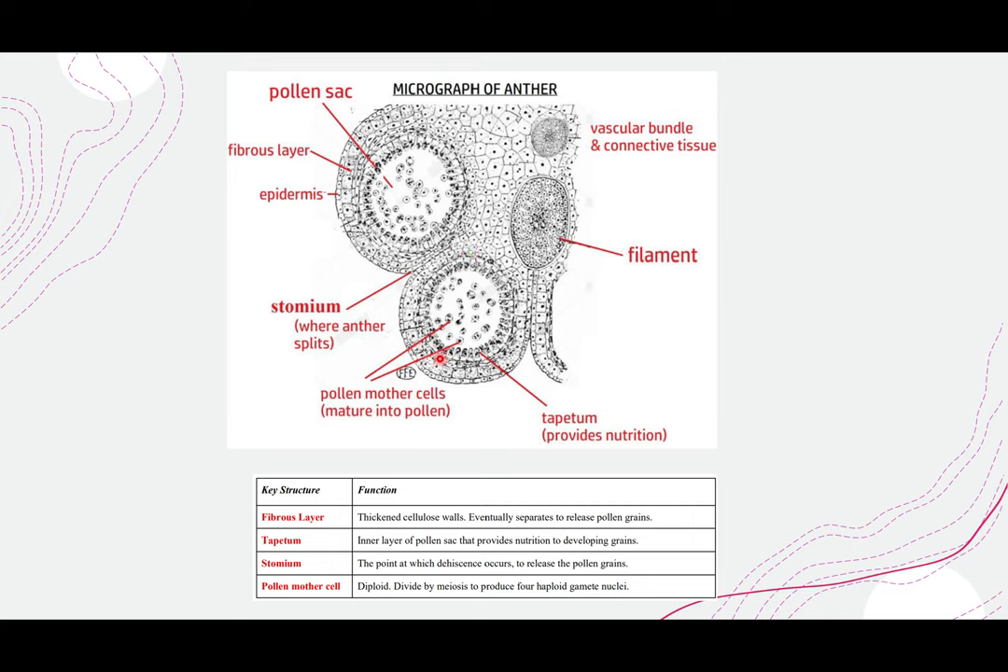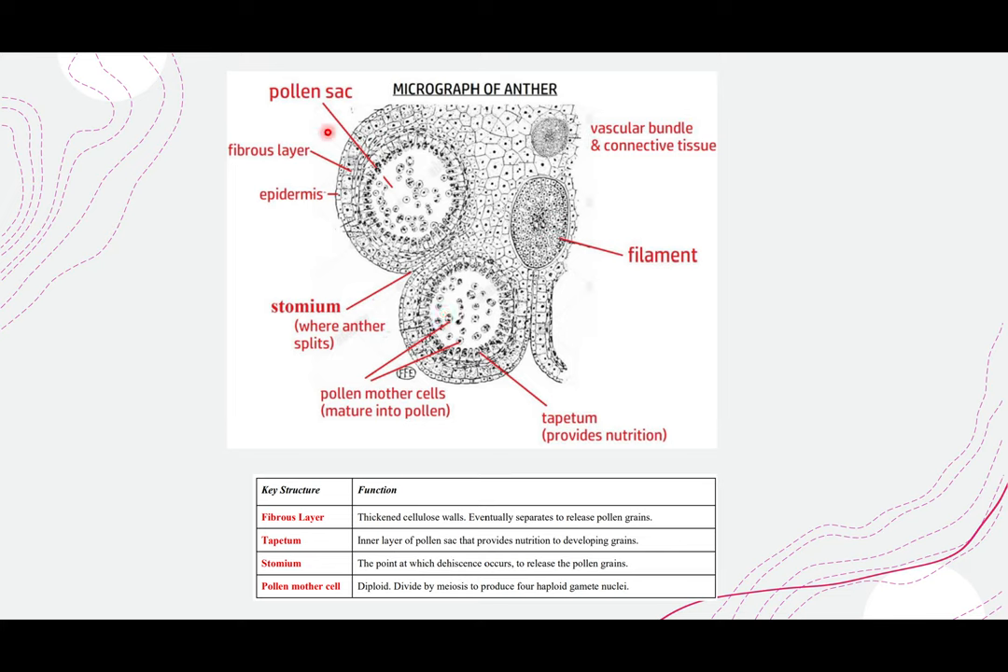Within the different sacs, we have the tapetum providing nutrients to our pollen mother cells. And then we have what we call gametogenesis occurring, the creation of the different gametes, the pollen cells, from the pollen mother cells. After the anther is fully mature, the stomium will give way and split, and allow the pollen to escape.